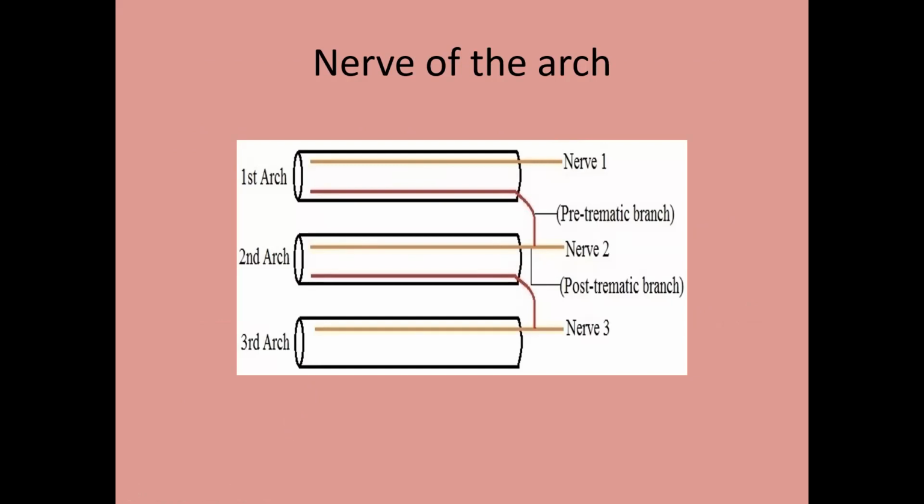The anterior 2/3 of the tongue is derived from the first arch. So it has a double innervation. It is supplied by the mandibular nerve, and it is also supplied by the chorda tympani branch of the facial nerve. So the lingual nerve, a branch of the mandibular nerve, supplies the anterior 2/3 of the tongue, and it is also supplied by the nerve of the succeeding arch, that is the pre-trematic nerve, the chorda tympani.